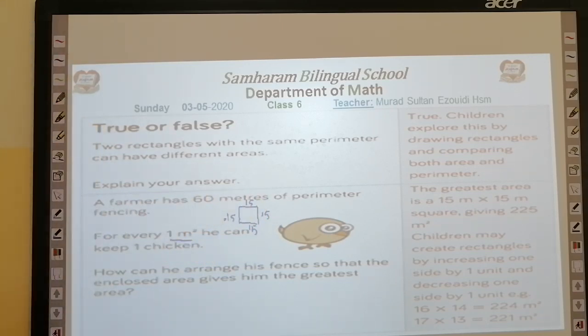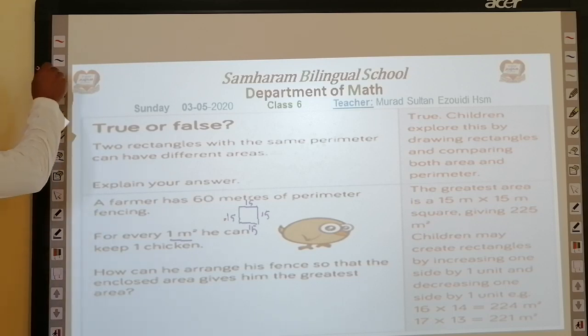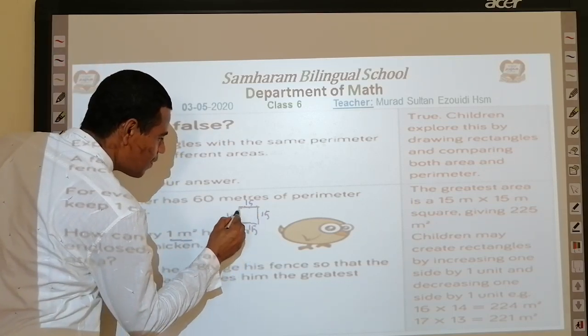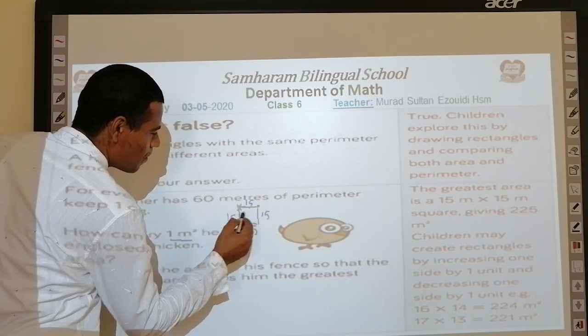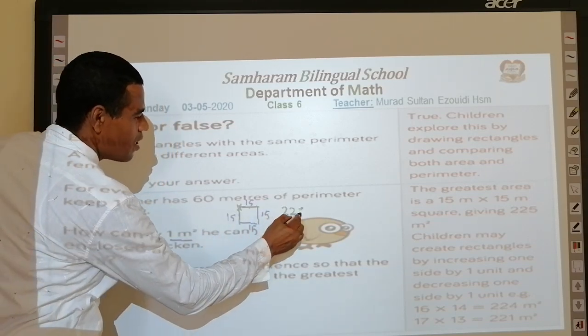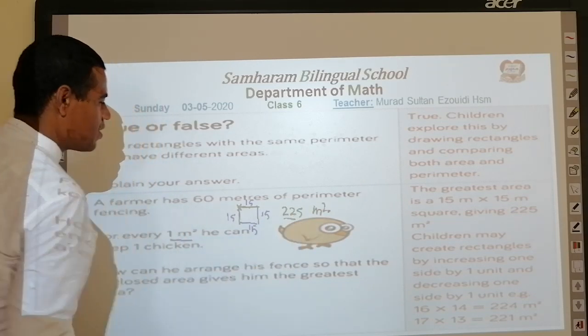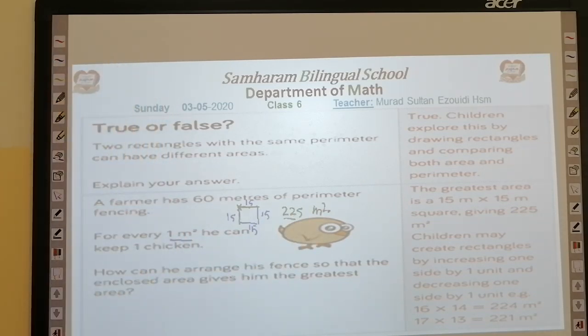Okay. So, the greatest area, my learners, is what? Is 15 multiplied by 15. Okay, 15 multiplied by 15 gives 225. What is the unit, my learners? Is meters squared. This is the area. Area is 15 meter by 15 meter square. Gives what? Gives 225.